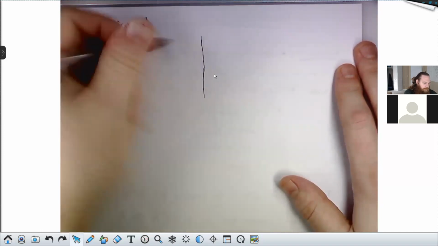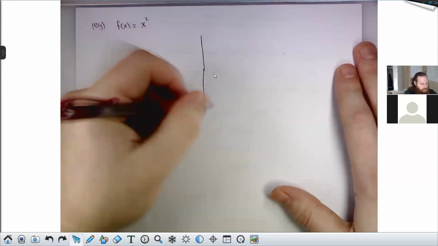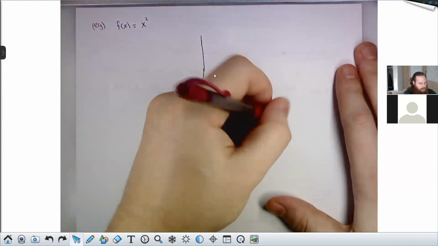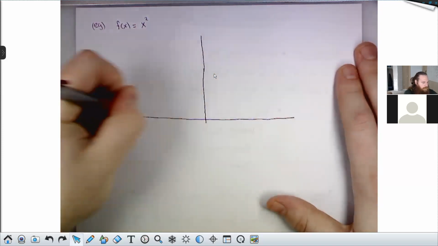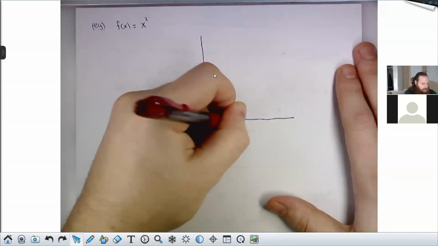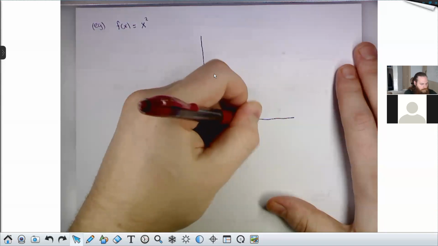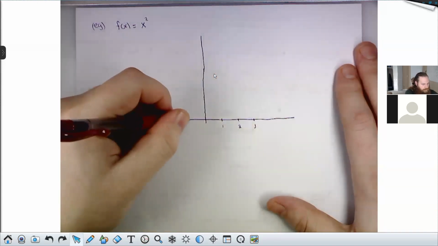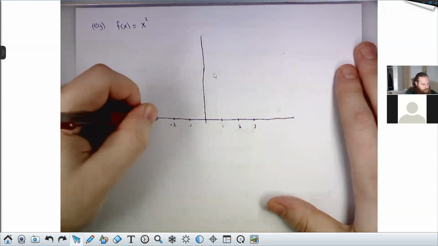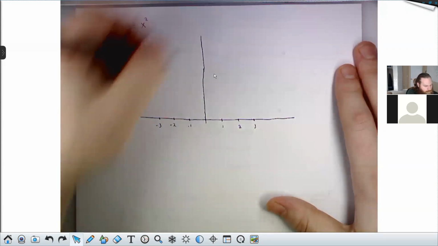I'm going to graph this, and I'm going to pay a little bit more attention to the scales than I normally do. It's not going to be as rough a graph as my graphs normally are. I'll try to be a little bit careful. I'll mark this as 1, 2, 3, -1, -2, -3.